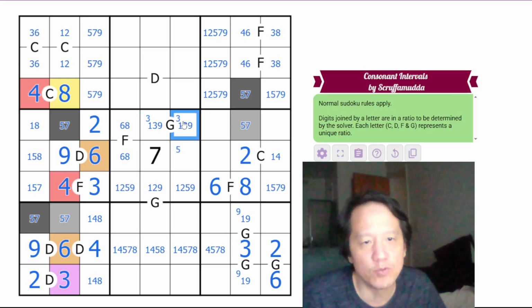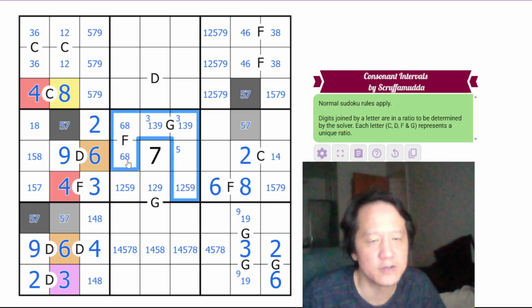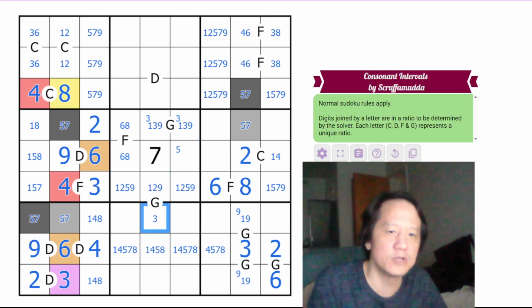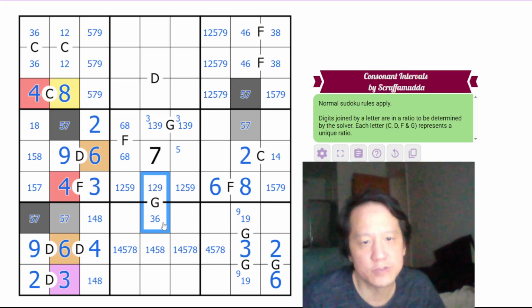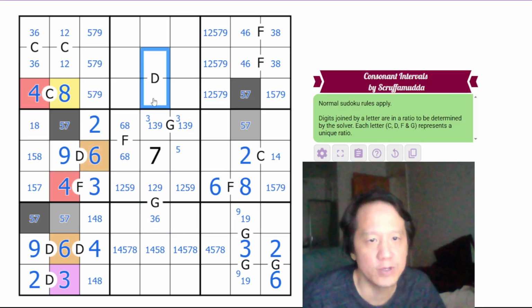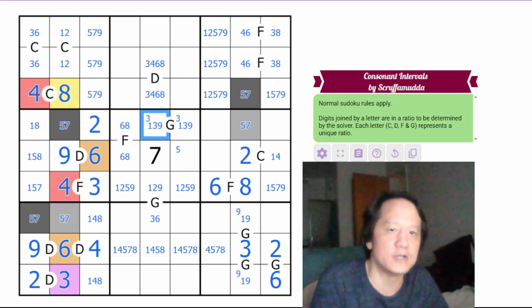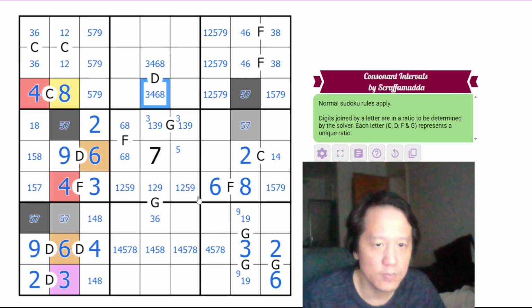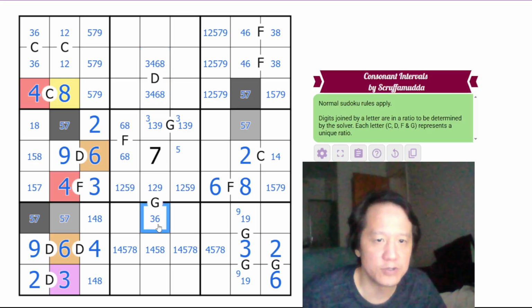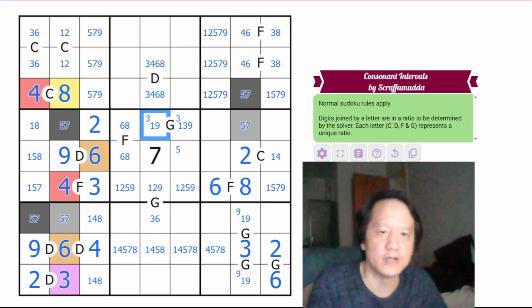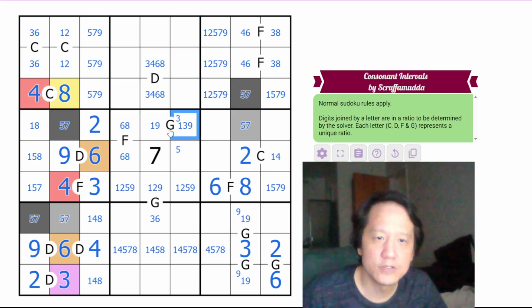So 3 is with 1 or 9. We're not sure which. The 6, 8 pair eliminates 6 and 8 in the rest of the box. 1, 2, or 9 means this is 3 here or 6. Yep, so this is 3 or 6. D is a 4 to 3 ratio. So it's 3, 4, 6, or 8 here. One of 3 or 6 is here. And this is a 3 or 6. That eliminates 3 and 6 in the rest of column 5. This cannot be 3. So it's 1 or 9 there.